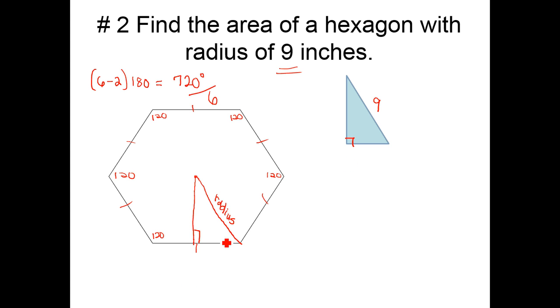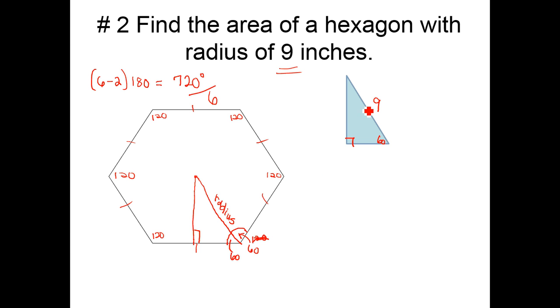Now if I know this whole side is 120 and I drop the radius from the center to the vertex, it's going to cut that in half. So it's not going to be 120. Each one of them is going to be 60. So I'm going to have a 60-degree angle there.